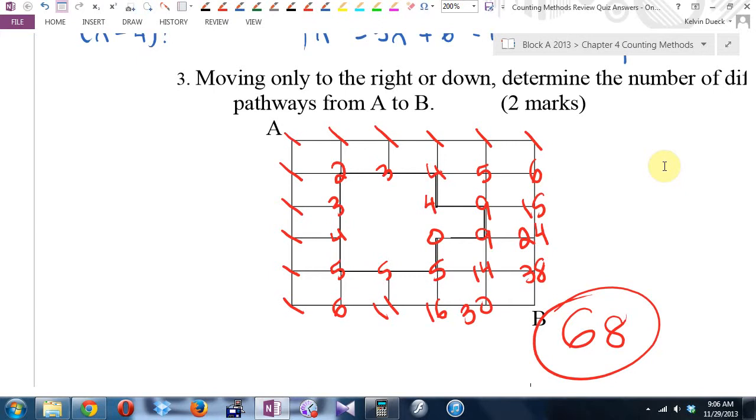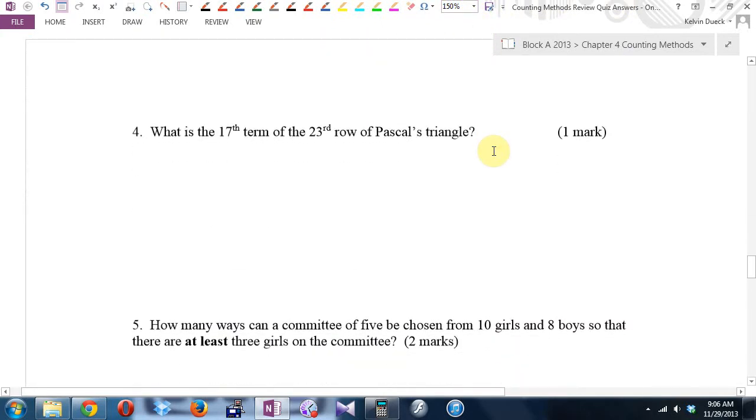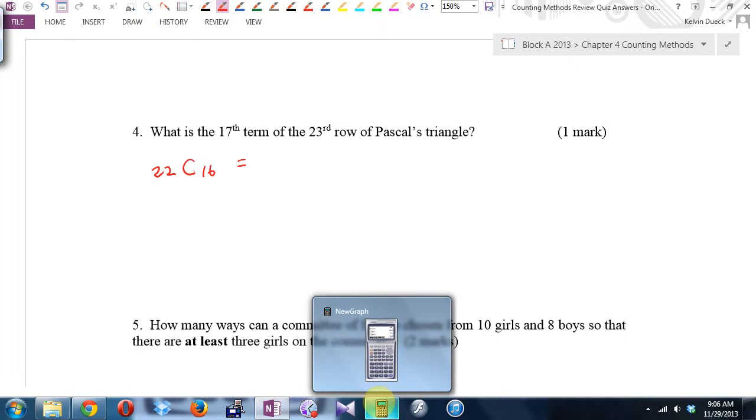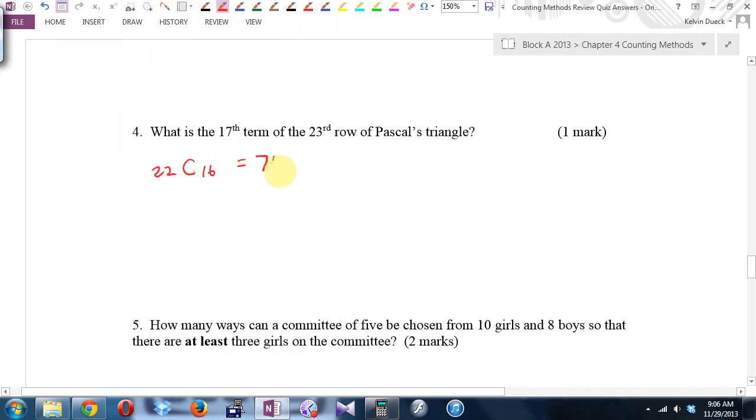So you can expect to see something like this. Turn the page. 22 choose 16. The 17th term of the 23rd row is 22 choose 16. It's probably going to be big. 74,613. Did anybody draw the triangle? Please no, I hope. I've finally broken my students.